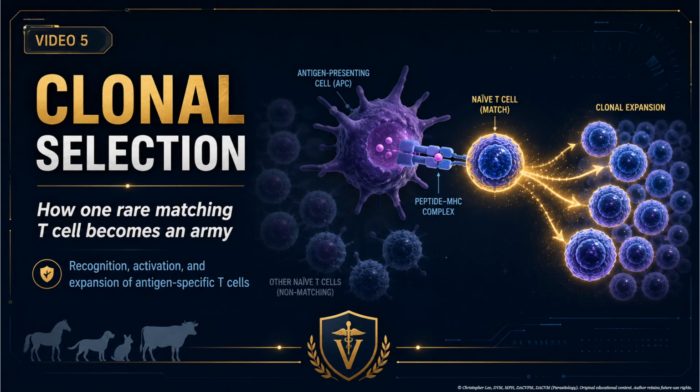Before infection, the body already contains many different naive T cells. Each one has its own T cell receptor, or TCR. Most of those T cells will not recognize a particular pathogen. But somewhere in that huge crowd, there may be one rare T cell whose receptor matches the peptide MHC complex being displayed. Clonal expansion is a process where that rare matching T cell is selected, activated, and expanded into a larger army of antigen-specific T cells. In simple terms, one rare match becomes many responders.